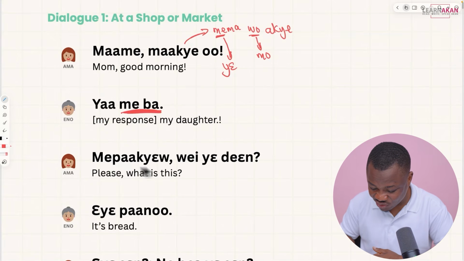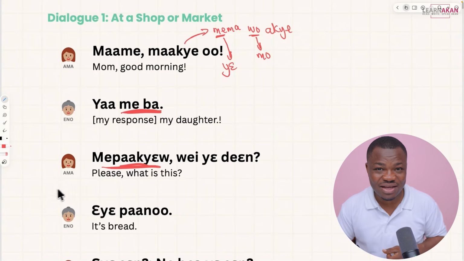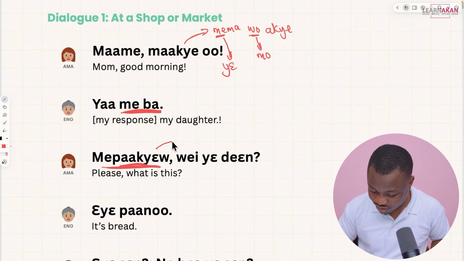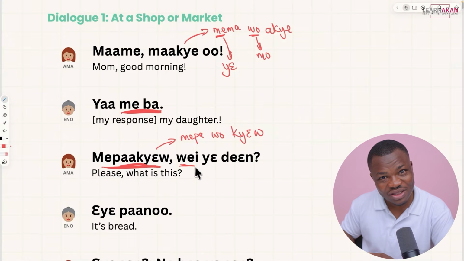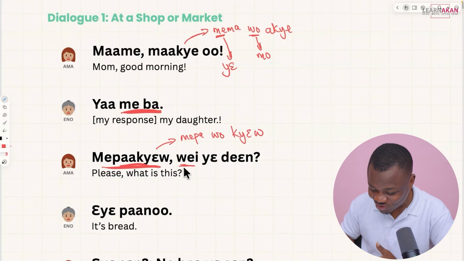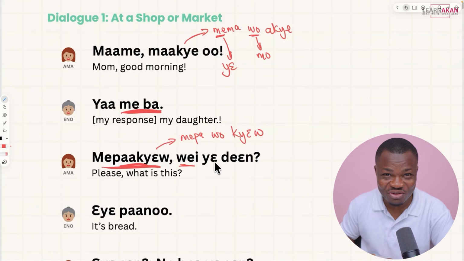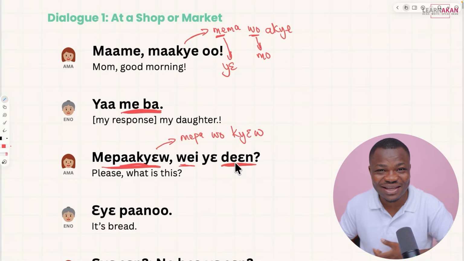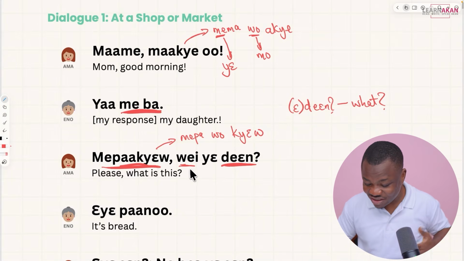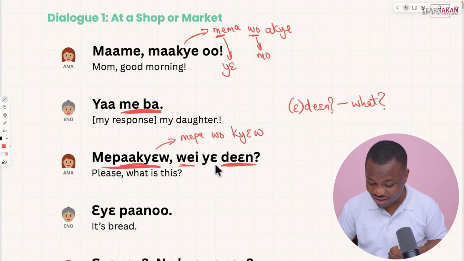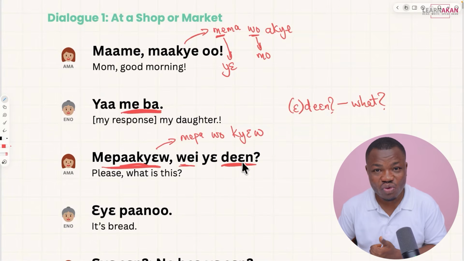Mepachel, we ye dien. So we have mepachel, which we learned as please, right? We said the long form of this is mepachel, please. We ye dien. So we is this. We looked at this in the first week. So we have we as this. Ye is your to be verb. And we have dien, and dien is our first question word. Dien or a dien means what? The question word what? So when Ama asks we ye dien, she's literally asking, this is what?